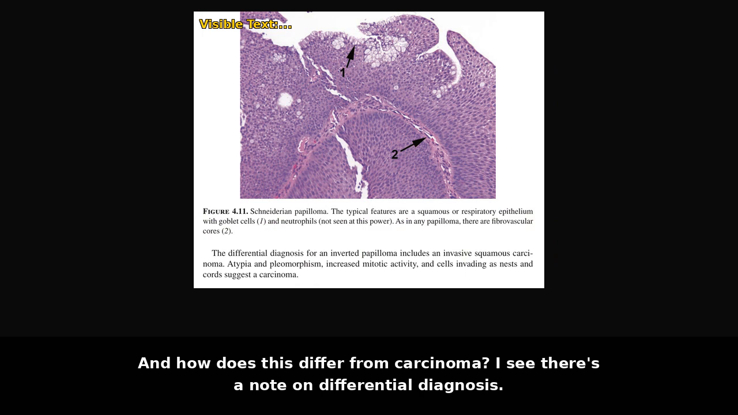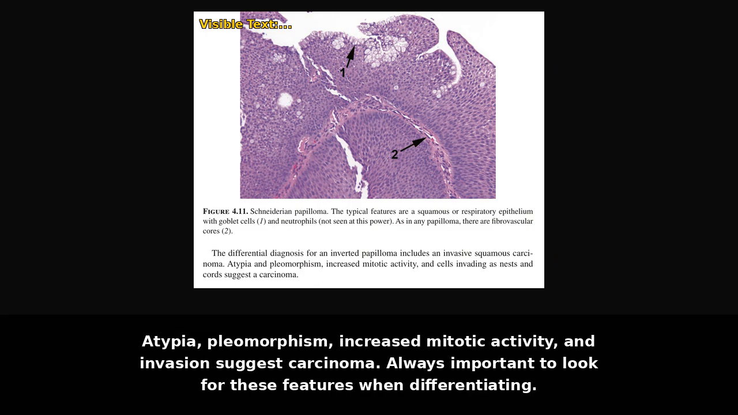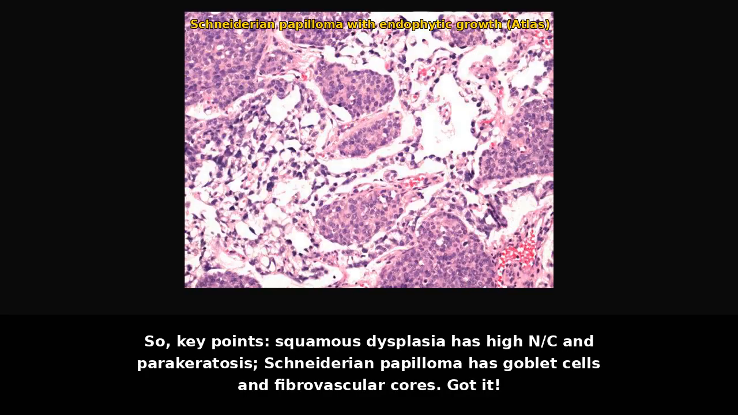And how does this differ from carcinoma? I see it as a note on differential diagnosis. Atypia, pleomorphism, increased mitotic activity, and invasion suggest carcinoma. Always important to look for these features when differentiating. So, key points. Squamous dysplasia has high NC ratio and parakeratosis. Schneiderian papilloma has goblet cells and fibrovascular cores. Got it.